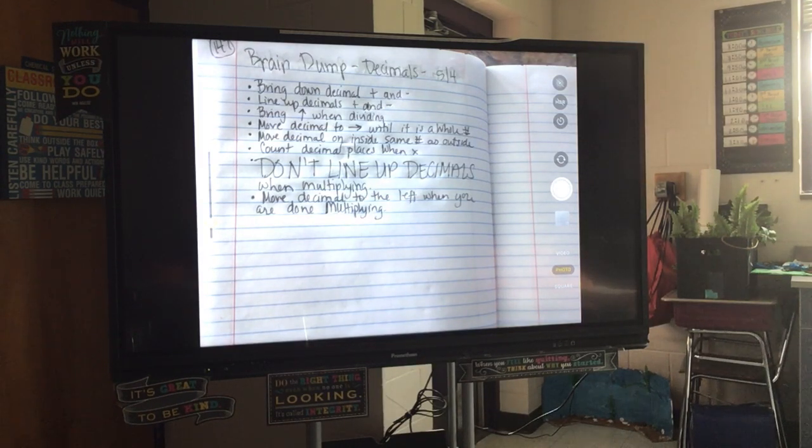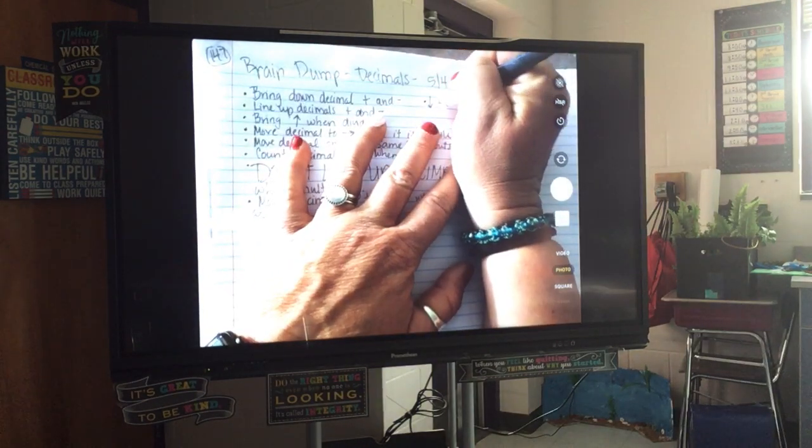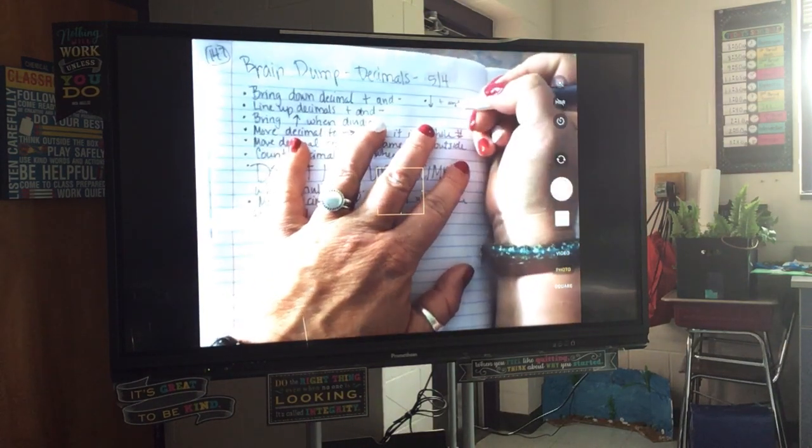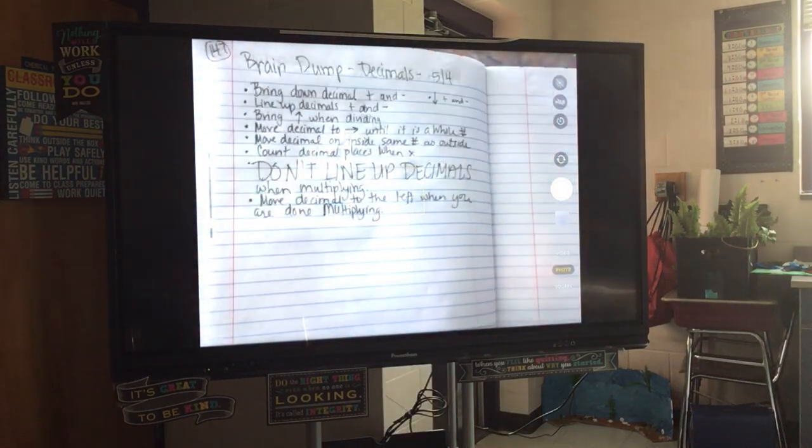All right, this should have taken you about a minute and a half. This is super detailed. Again, when you're doing a brain dump, you wanna be like, bring down decimal, add. Draw an arrow, a decimal point and arrow. So I would do decimal, arrow, plus, and multiply. Make it as easy as possible for you so that you're not spending a ton of time.